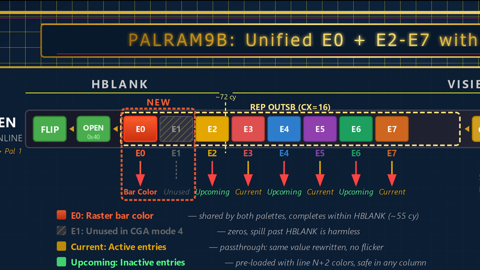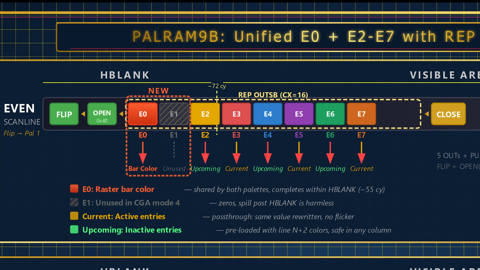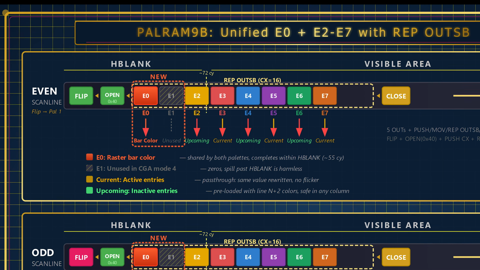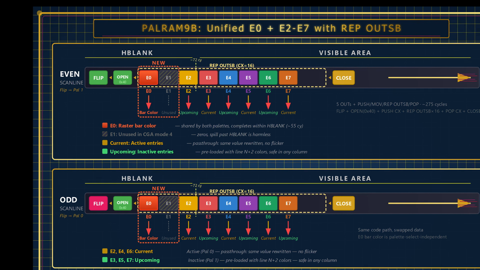These are the image colors. They spill well into the visible area, but that's fine. The flip first technique means that we're writing to the inactive pallet set. The beam is reading from the other set, so there is no flickering, no tearing.